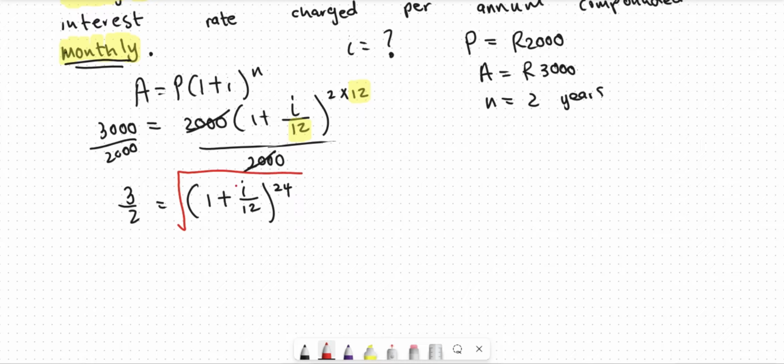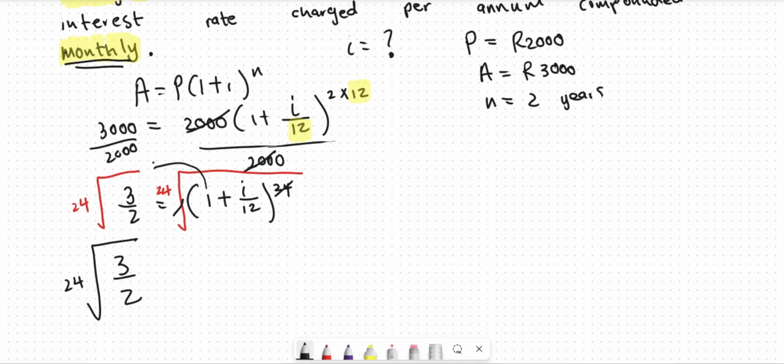You take the 24th root on both sides. How do you get rid of that exponent? Sorry, you take the 24th root on both sides. And so the root and the exponent are going to cancel. Now you have the 24th root of 3 over 2.